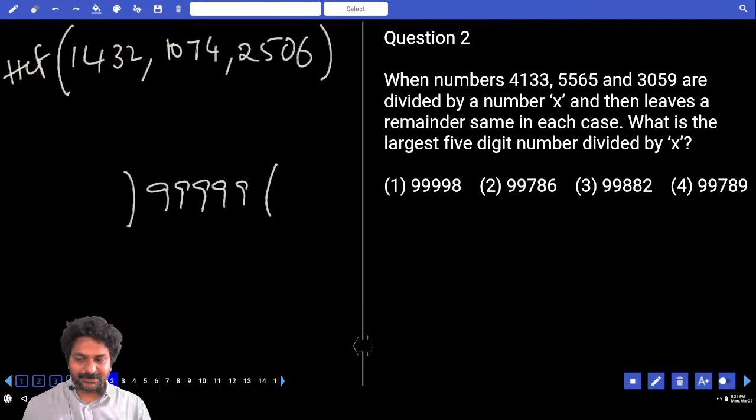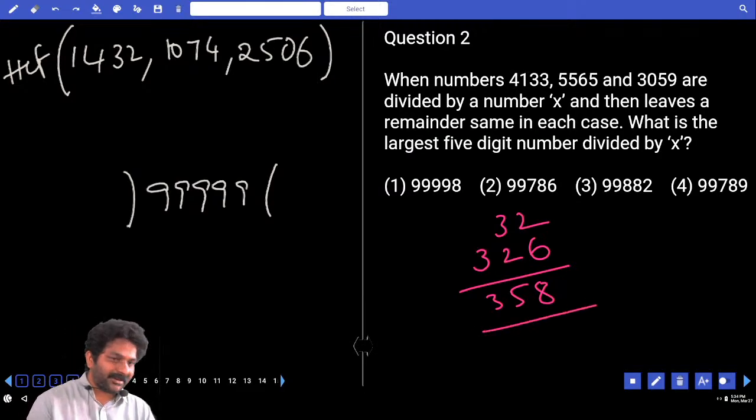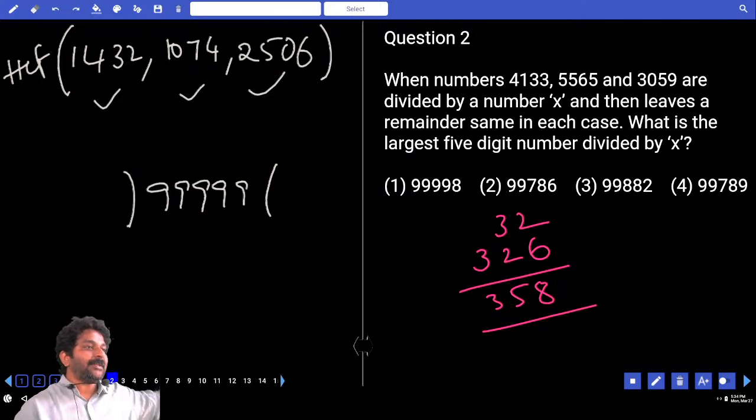Tell me, what is the difference between those 2 numbers? 326 plus 32, that is 358 only. Yes? 358 is the difference. Agreed or not? Now, after identifying the difference, you need to verify whether all these 3 numbers are multiples of 358 or not.